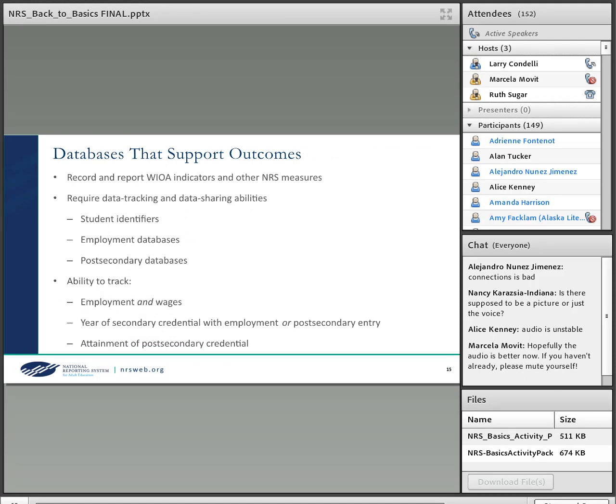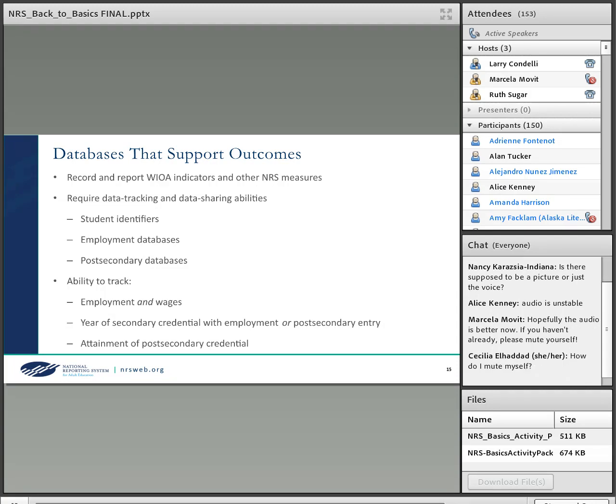The other thing to do this within WIOA and to achieve the goals, and for reporting and data collection, is that you have to have a database that supports these outcomes and these processes, that allows you to report the indicators and track students, because the post-exit indicators are collected at various times after a student leaves. So you need identifiers and linkages, ideally linkages with employment and post-secondary databases, and the ability to track students after they leave, their employment and their credential attainment.